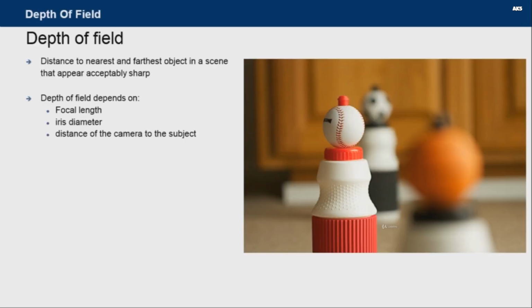Depth of field refers to the distance in front of and beyond the point of focus where objects appear to be sharp simultaneously. Depth of field may be important, for instance, in monitoring a parking lot, where there may be a need to identify license plates of cars. Depth of field is affected by three factors: focal length, iris diameter, and the distance of the camera to the subject. So let's see the examples in the next slide.